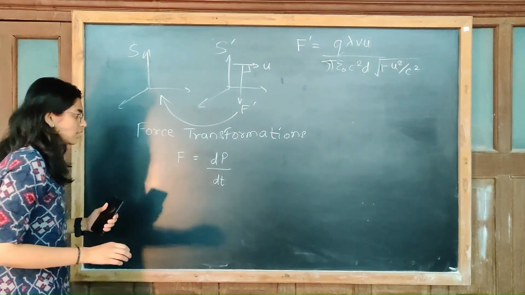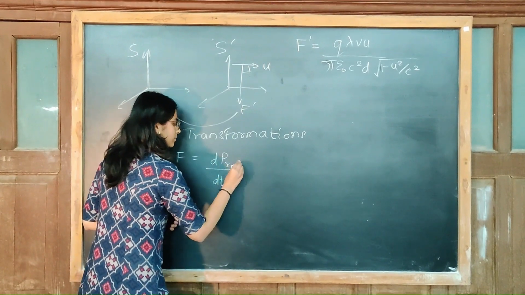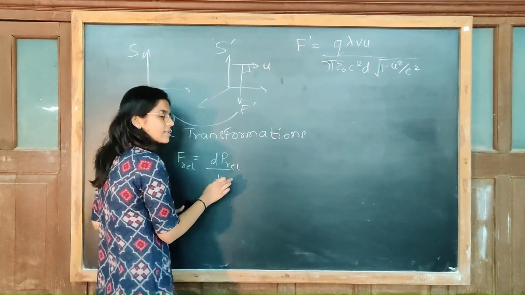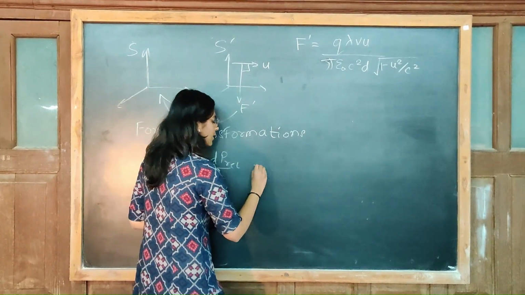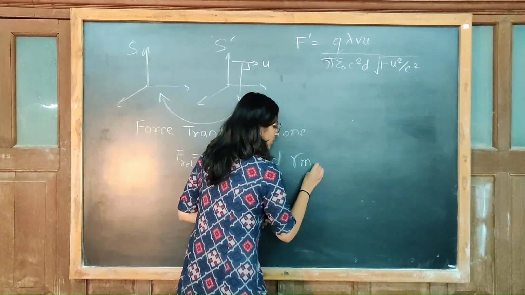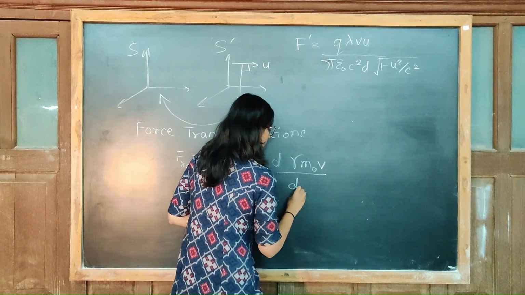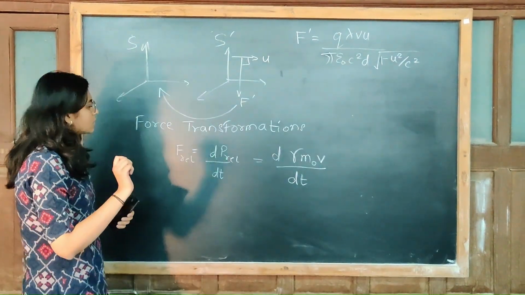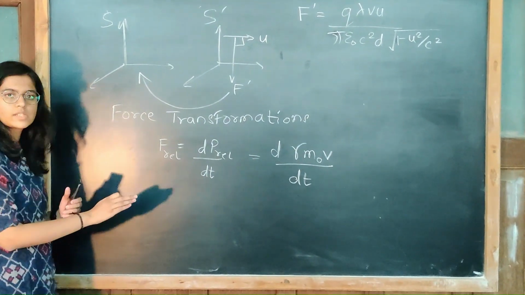In the relativistic case, this momentum will just be relativistic. Now what is this relativistic momentum? It is given by this gamma factor, the Lorentz factor, times the rest mass times dv by dt. So this is how we will basically find out the relativistic force.